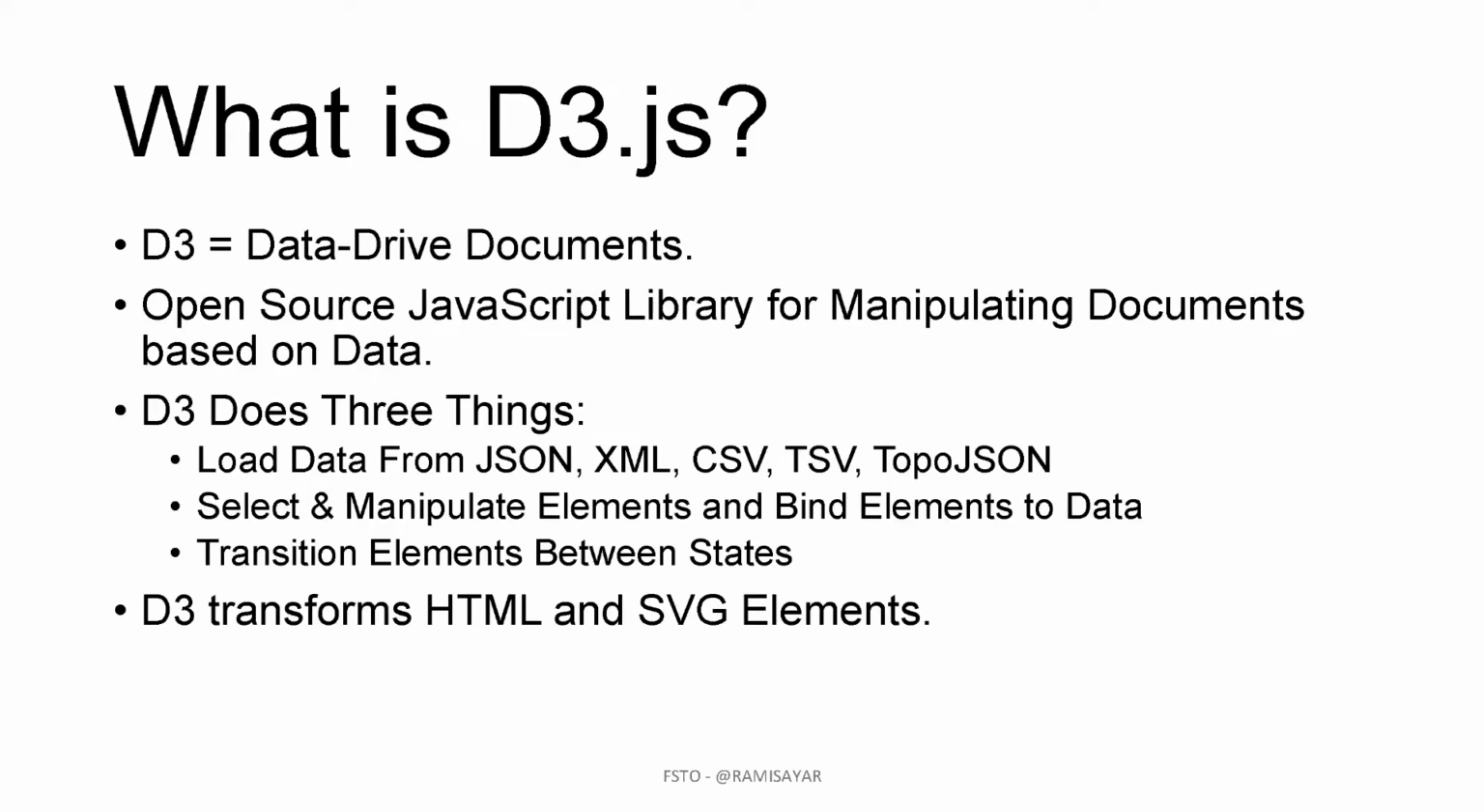So what is D3.js? D3 is basically data-driven documents. There's an N missing in that first bullet. It's an open source JavaScript library for manipulating documents based on data. And D3 does 3 things really, really well. One is it loads data from JSON, XML, CSV, TSVs, topo.json. That last one is really interesting because that's geographic coordinates and geographic data. So it does that all really well.